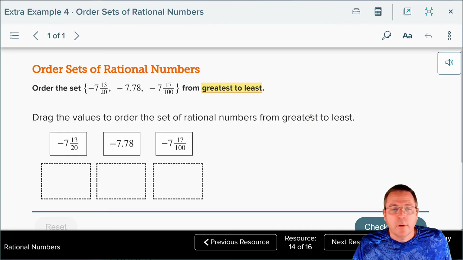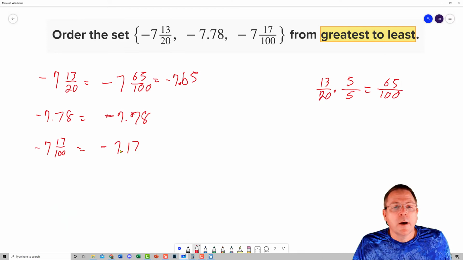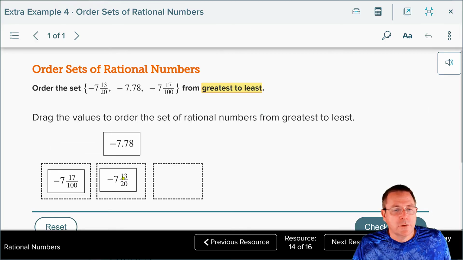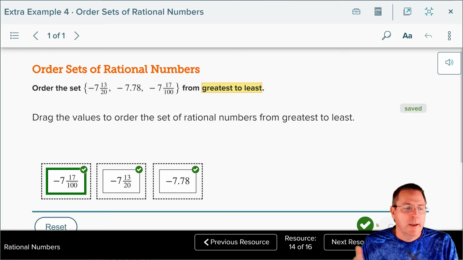So we'll go back to our problem. Going from greatest to least, the farthest to the right is going to be that one, followed by the 6/500ths, which is that one, and then that one. Check our answer, and the answer checks.